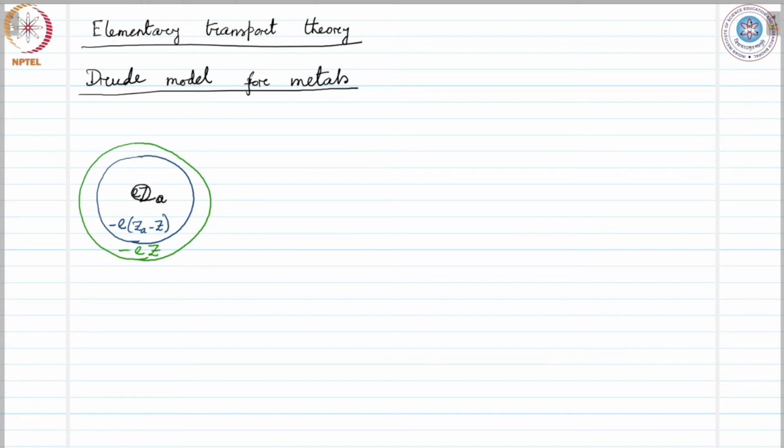Now, many such atoms come together to form a solid, form a metal. Drude considered this kind of atoms and applied the kinetic theory of gas for conduction electrons. That means the green electrons that we have considered here, those are the conduction electrons, and each electron has mass m. They move subject to a background of heavy immobile ions. So, what are ions? This black region plus the blue region, that is the ion.